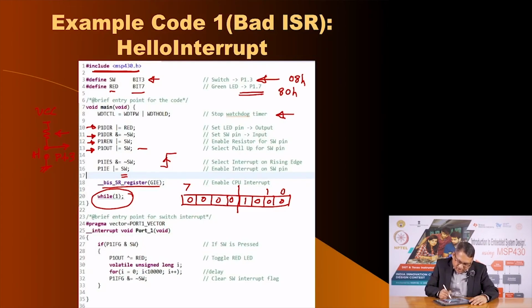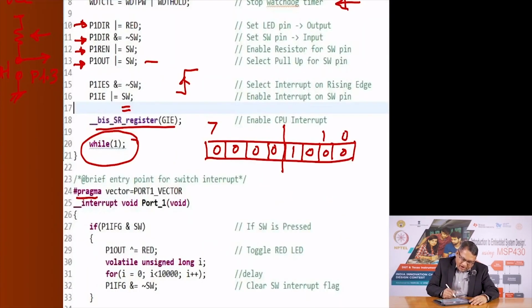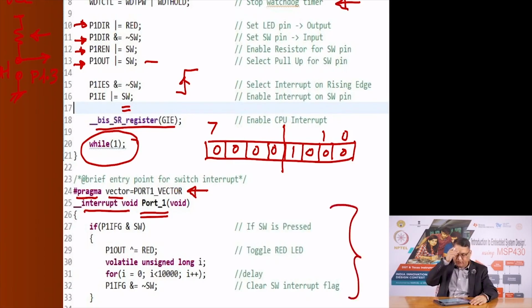before that, see, you have done hash pragma, and then vector, which you have said relates to this port 1 vector, and you have named your subroutine port underscore 1, and this is the interrupt subroutine. And this is the entire interrupt subroutine for an interrupt being generated on port 1.